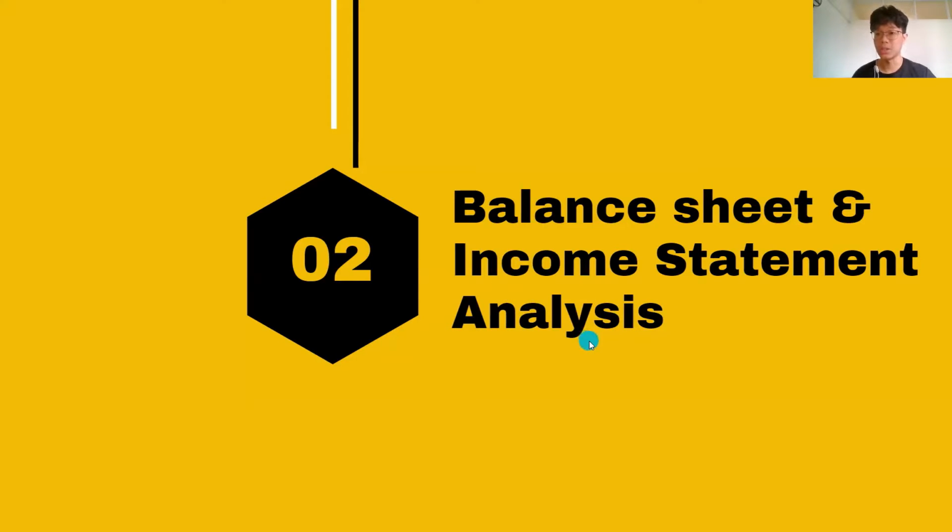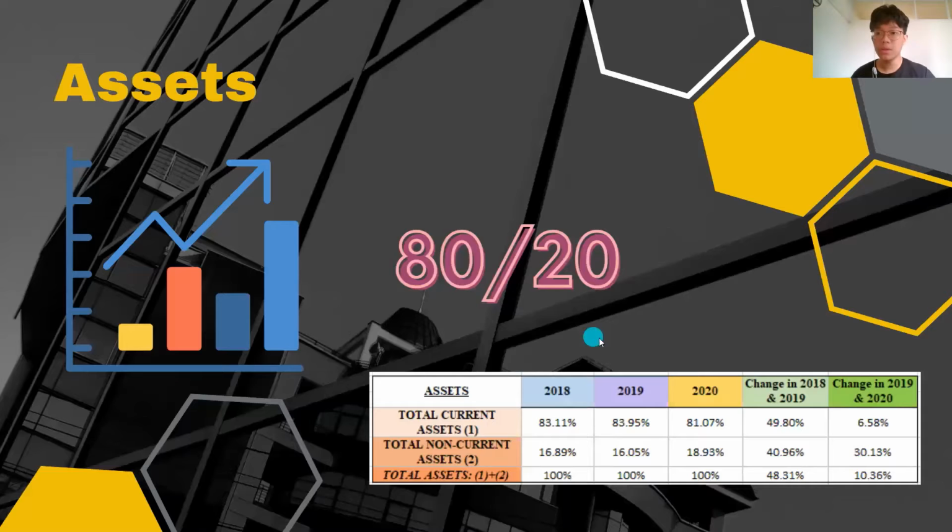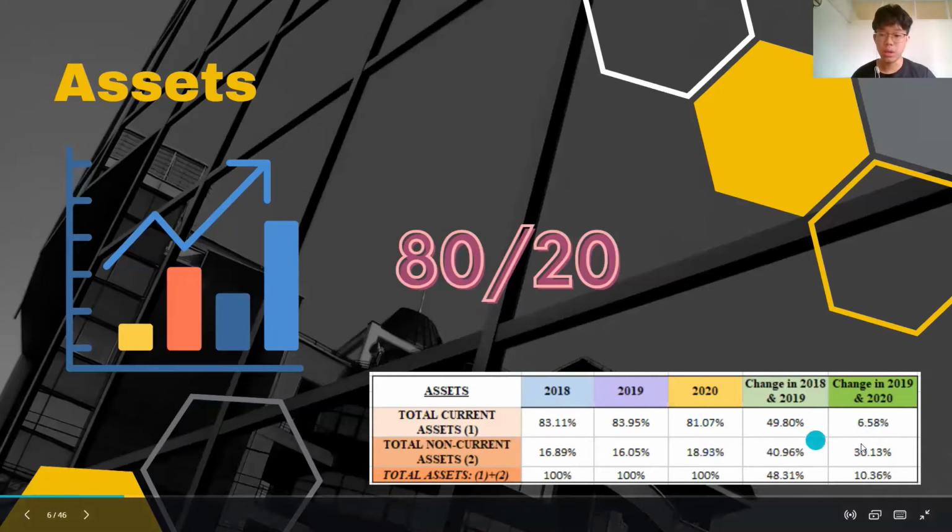So first of all, the balance sheet. It has three parts, right? First is the assets. In general, they are increasing, as you can see the numbers right here, but not really constant, as there is a big change in 2019, but a much smaller change in the following year.